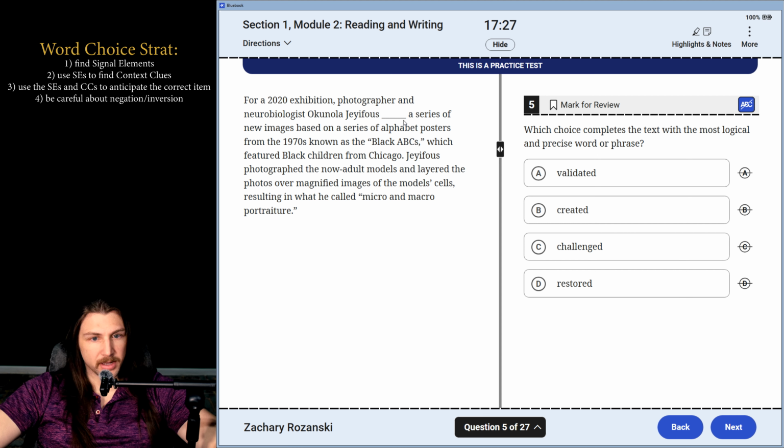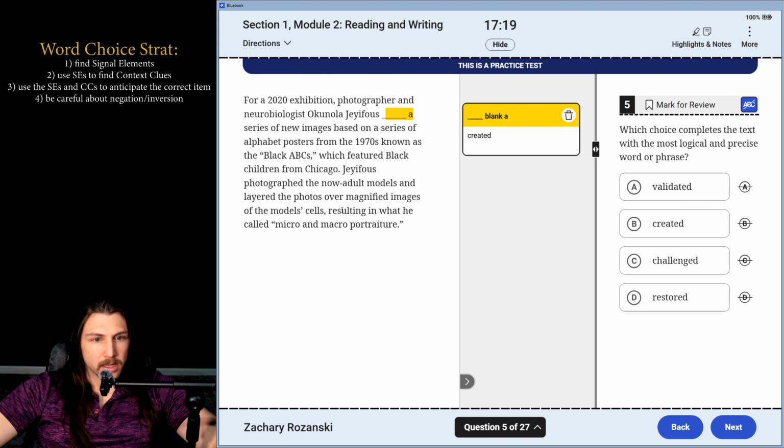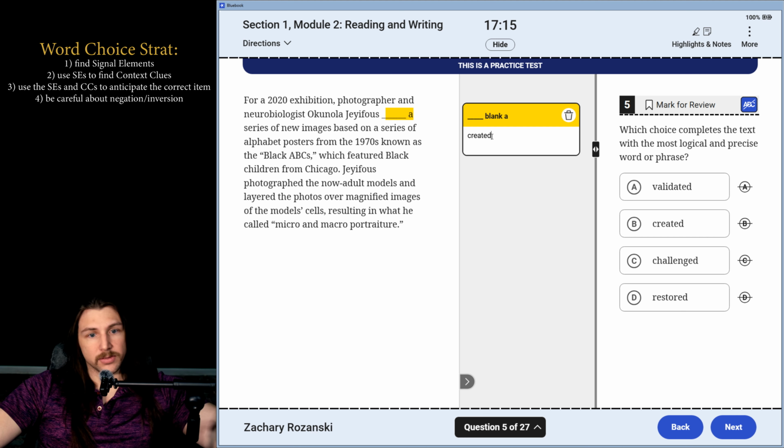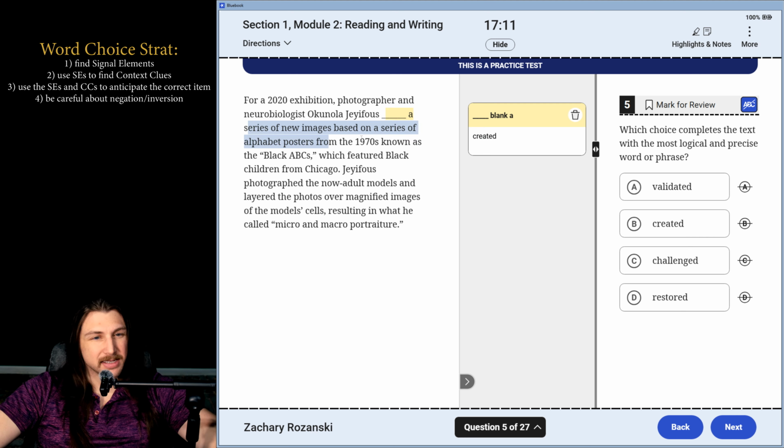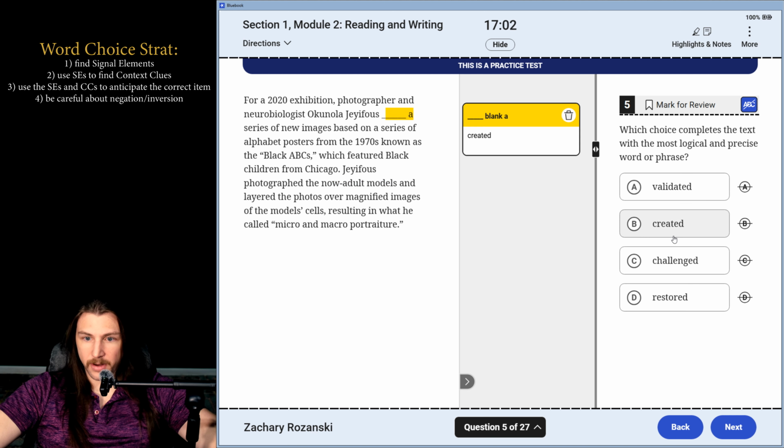Created is going to be my original idea here. A series of new images based on. I don't have much though, so I'm going to read the second sentence. Maybe it's created. I don't know though. The person photographed, oh, so yeah, absolutely. My biases were there, but it could have been adjusted; but they photographed the now adult models, and that's where it was based on and layered. Yeah, they absolutely created this one.